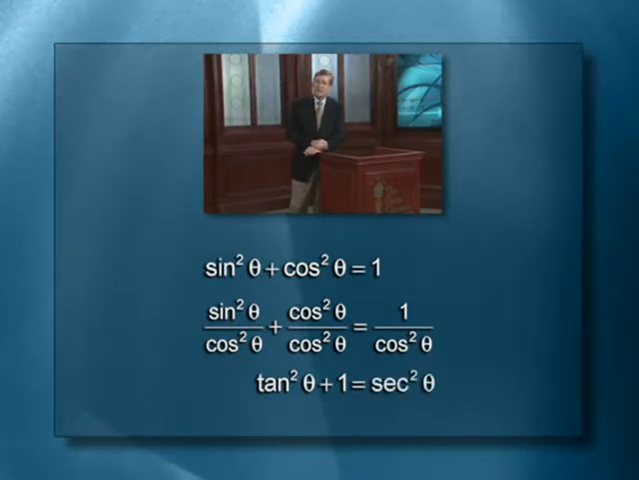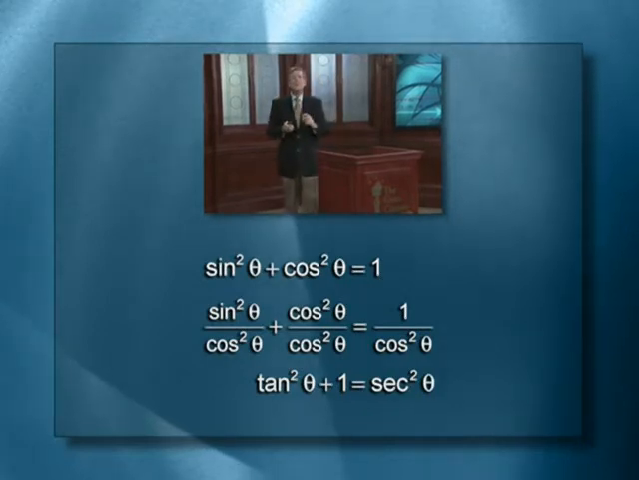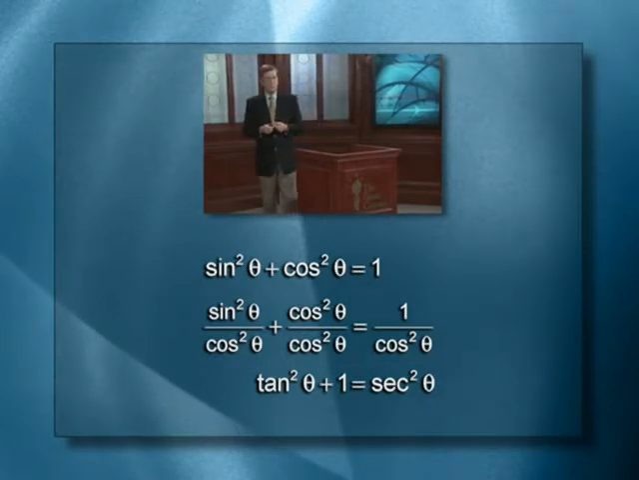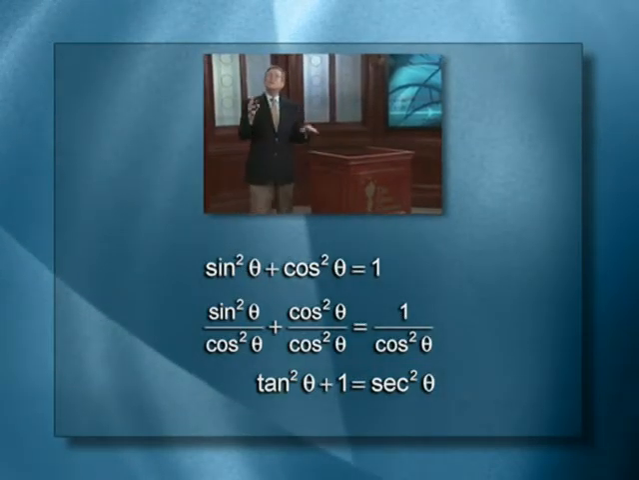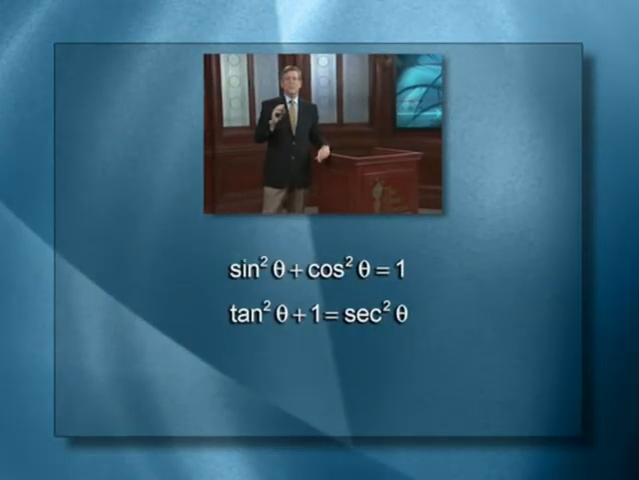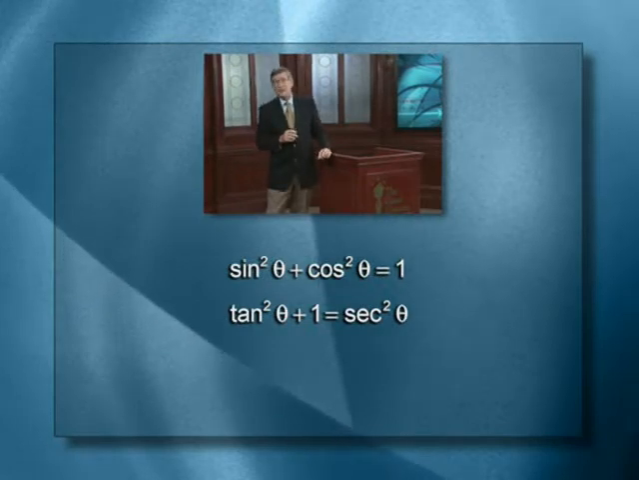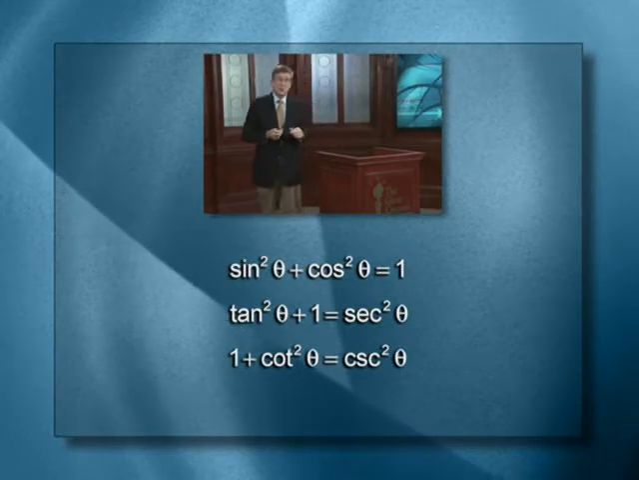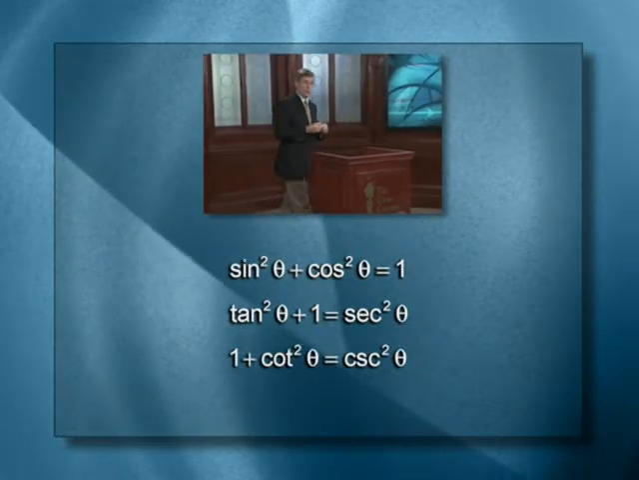That's secant squared. Remember, 1 over cosine equals secant. So here's a new identity: tangent squared plus 1 is secant squared. And you can do a similar trick. Divide both sides by sine squared, and you get a third identity: 1 plus cotangent squared equals cosecant squared.